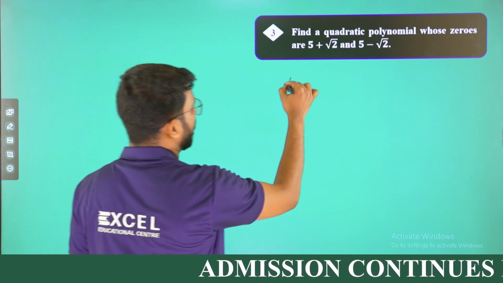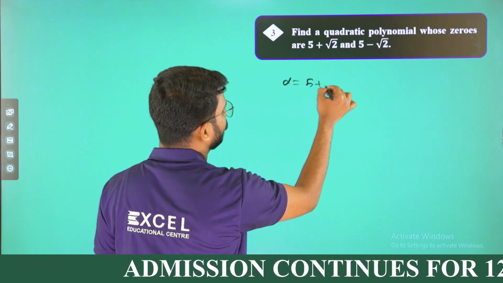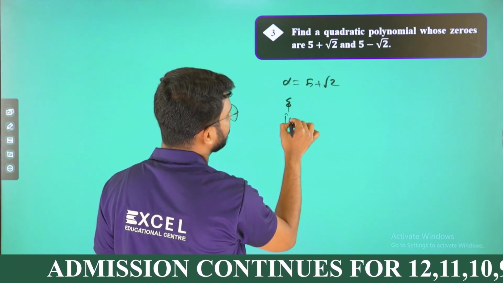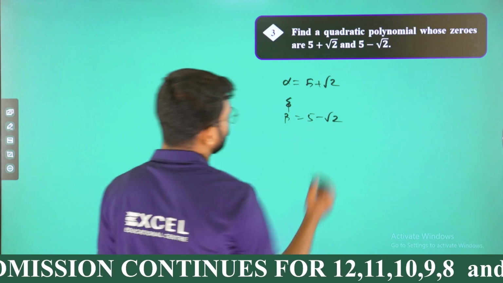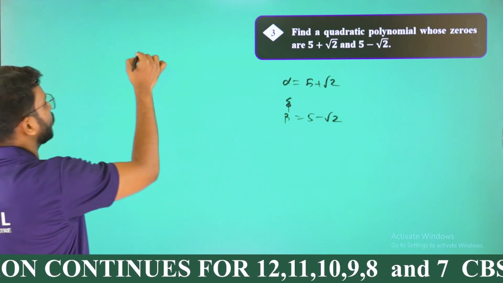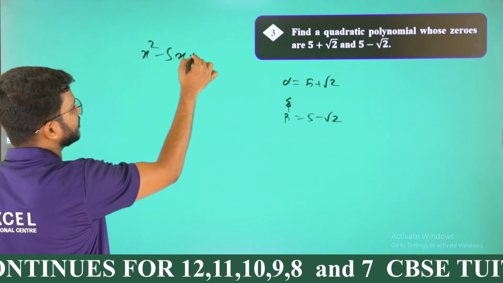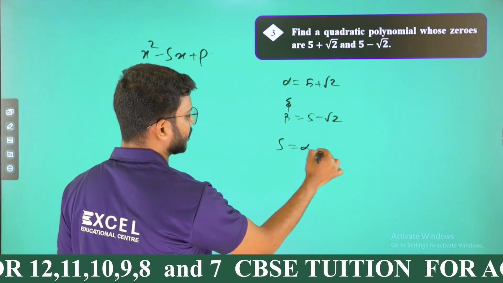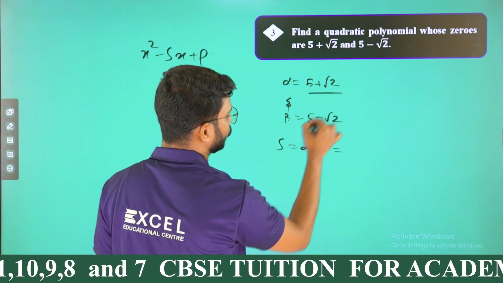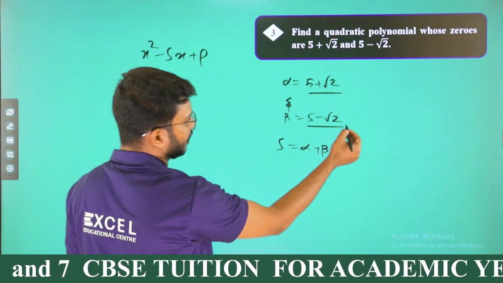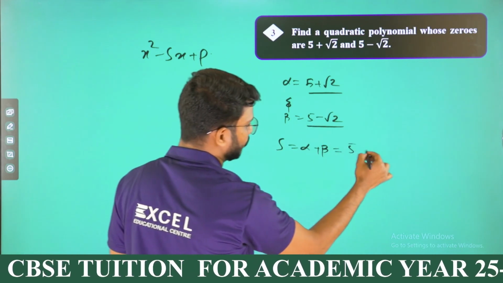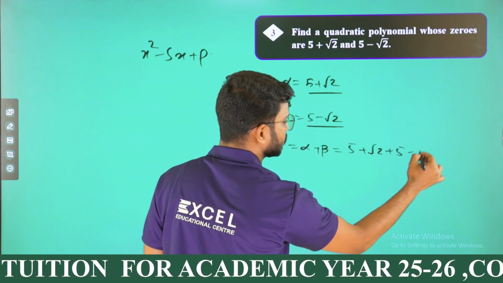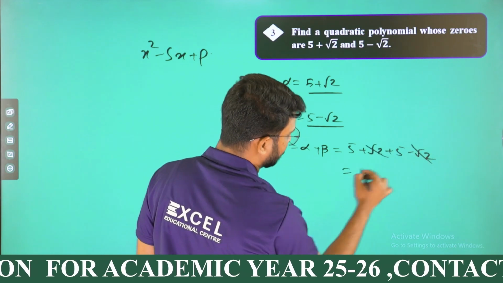So we can write alpha is equal to 5 plus root 2 and beta is equal to 5 minus root 2. Here we have to use the formula x square minus sx plus p. First of all we find the sum, alpha plus beta. What is the sum of these two? 5 plus root 2 plus 5 minus root 2. Root 2 cancels out, so the sum is 10.